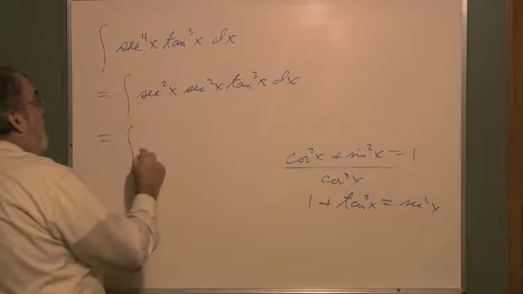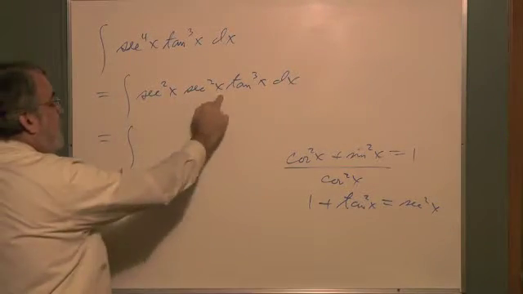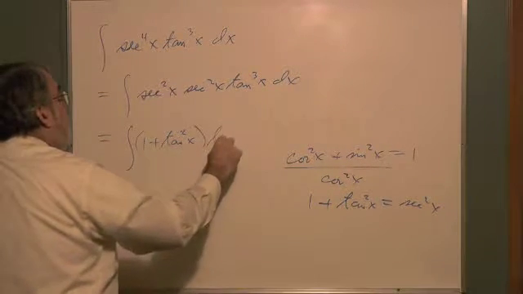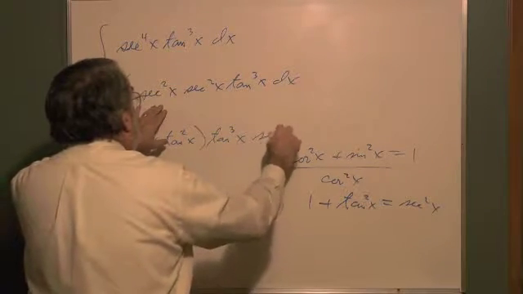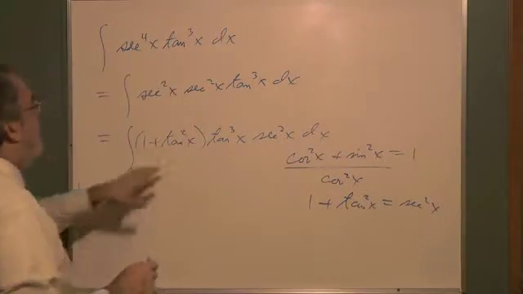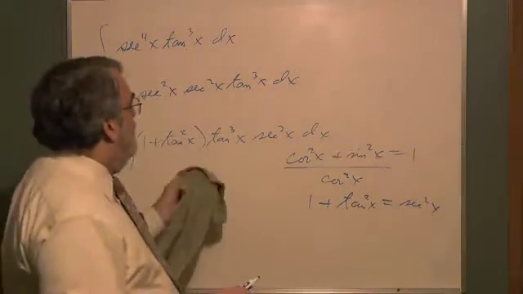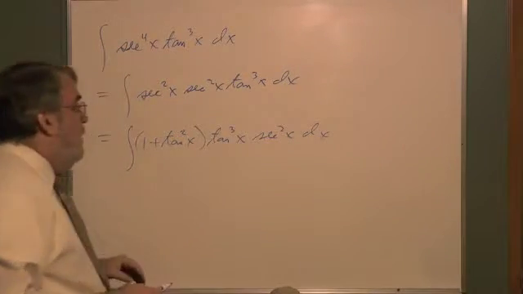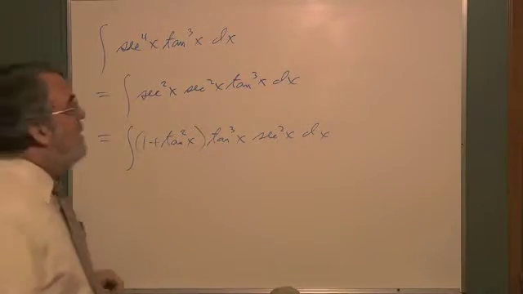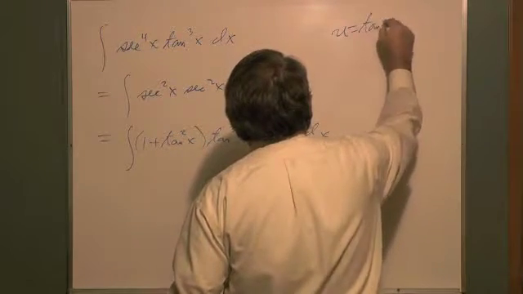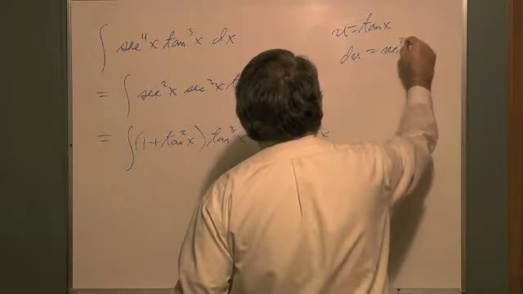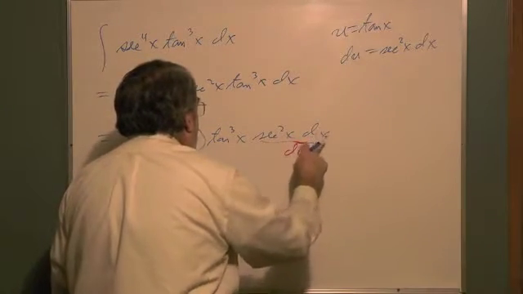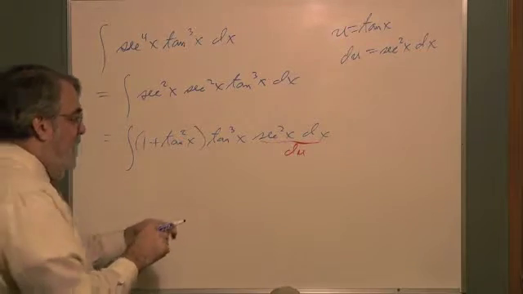I have this secant squared. In fact, I'm going to put this secant squared over here. So this part will be 1 plus tangent squared x times tangent cubed x, and then I have secant squared x dx. So I think we have accounted for all the pieces. All right, now we've got them where we want them. My substitution variable is going to be tangent. If I let u be the tangent of x, du will be secant squared x dx. So there's my du, and here I've got 1 plus u squared times u cubed.